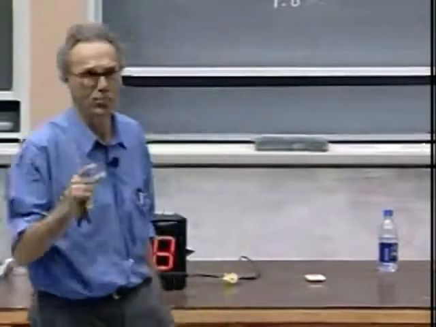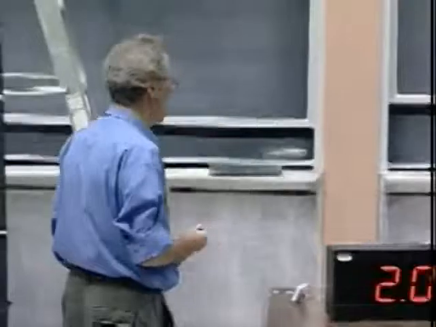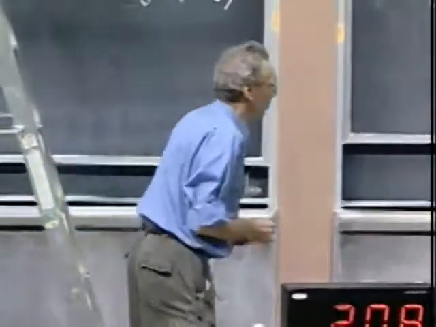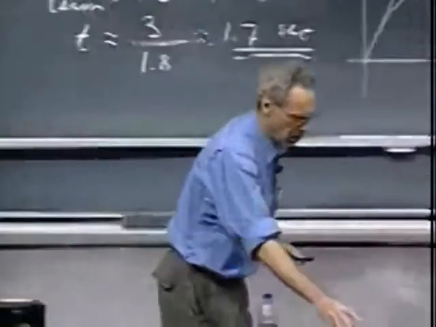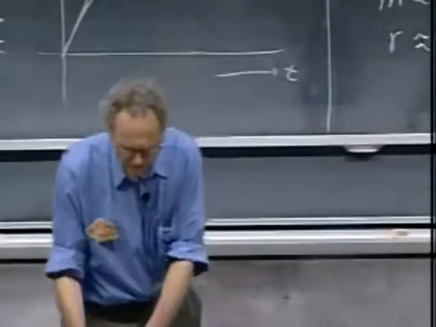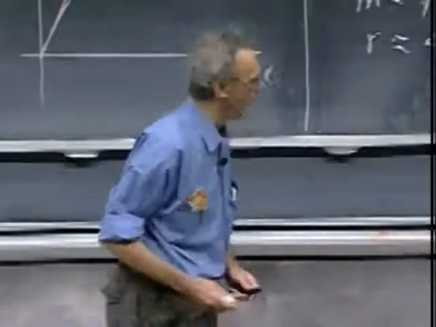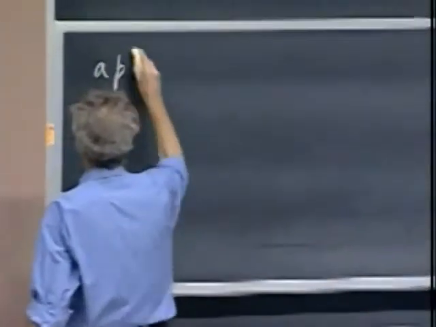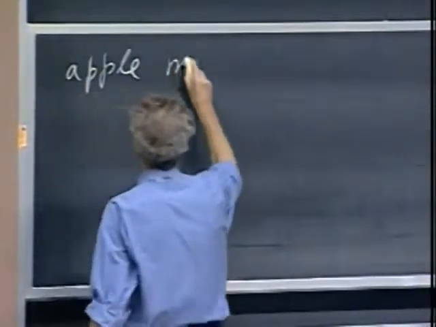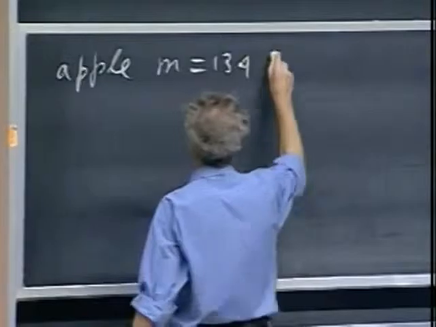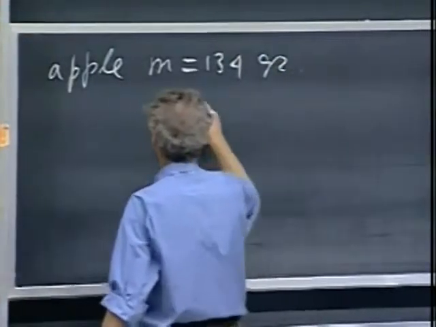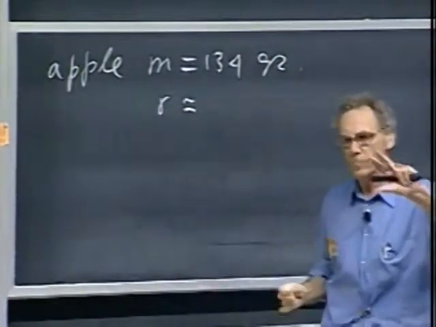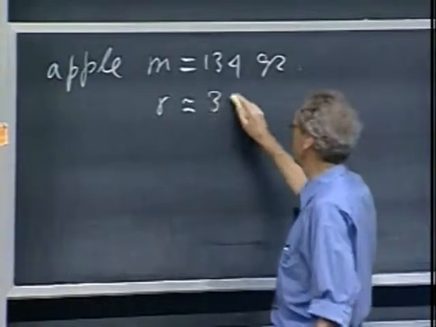So I asked Dave, what is the effect of air drag on this apple? Was it a responsible thing for us to ignore that? The apple has a mass of 134 grams. It's easy to weigh, of course. So this was our apple during our first lecture. M is 134 grams. It's almost a sphere, really. Not quite, but almost a sphere, and the radius is about 3 centimeters.